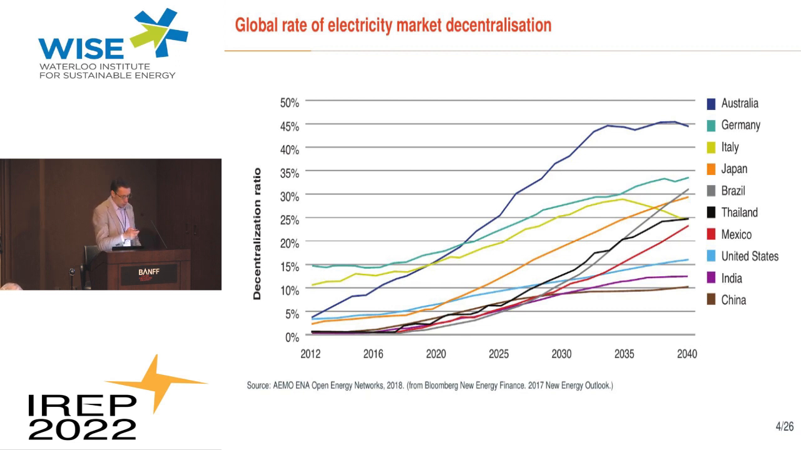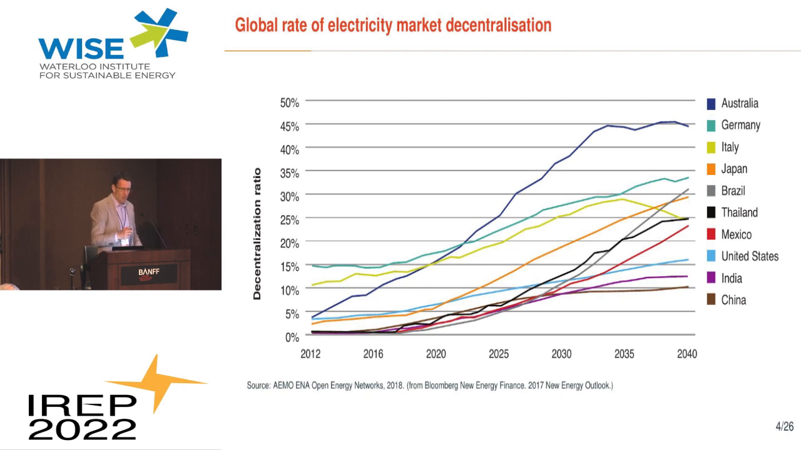So long story short, in the future, we expect that up to 40% of power will be generated behind the meter using rooftop solar coupled with batteries, and this will result in a highly decentralized power system supply. This is taken from AEMO and Energy Networks Association in their Open Energy Networks discussion paper in 2018, which used that reference, originally produced by Bloomberg.